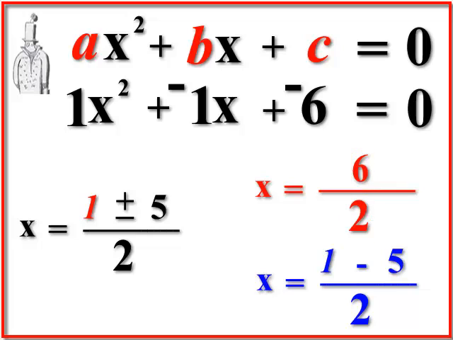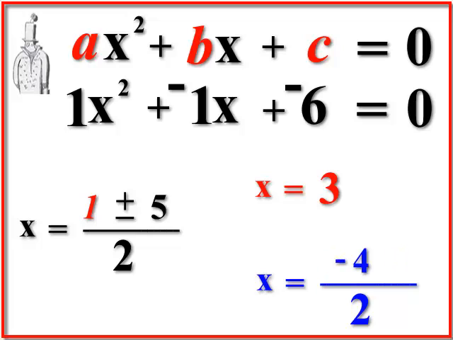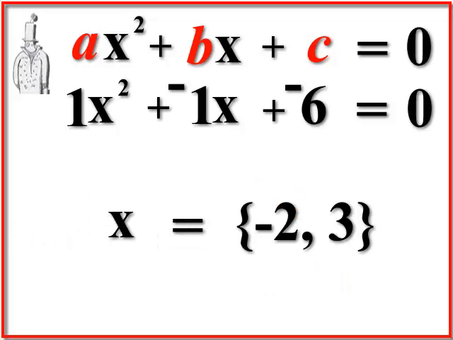So 6 over 2 is 3, which we got the first time. And this second one, 1 minus 5 is negative 4, divided by 2, so x is negative 2. So we did get the exact same answers. And that is it. MGZ out.